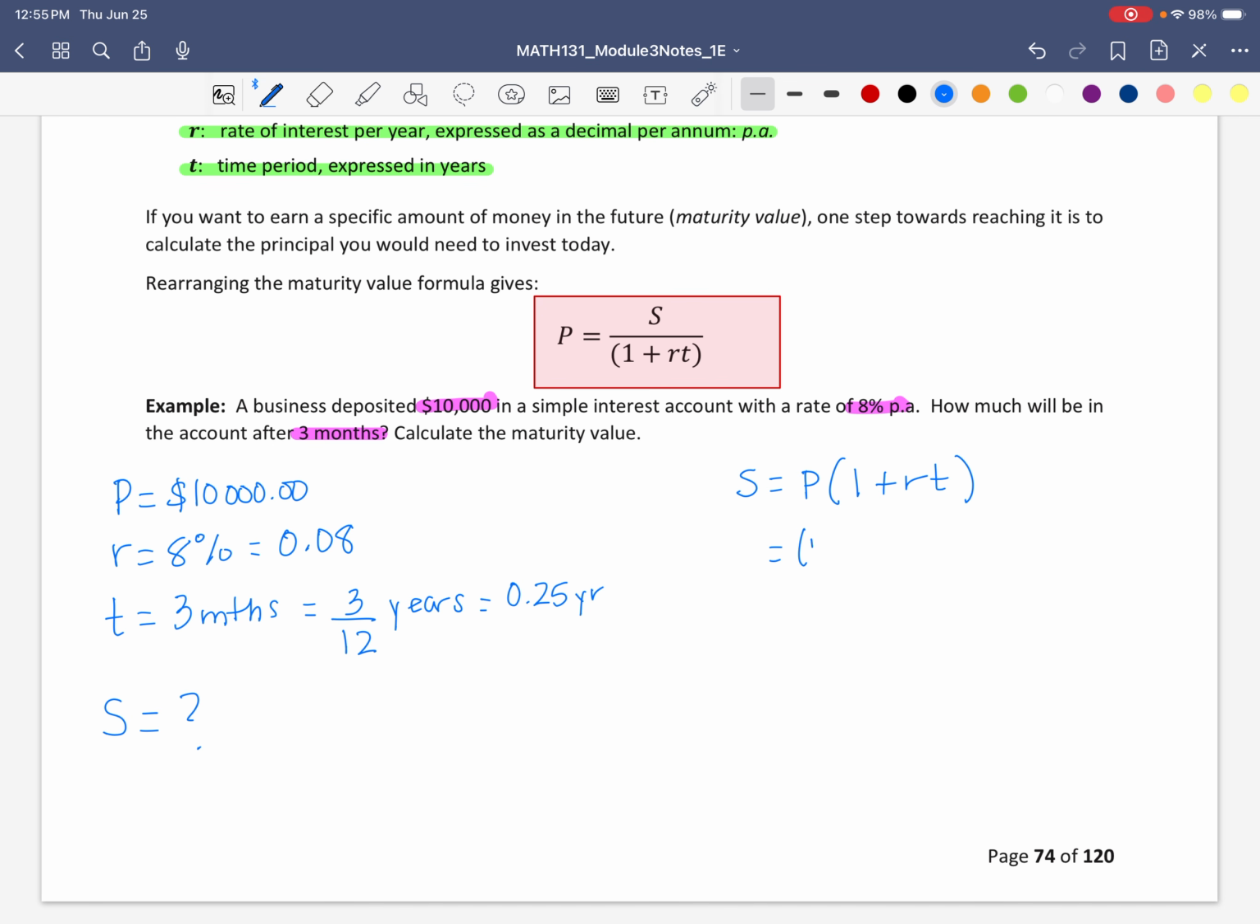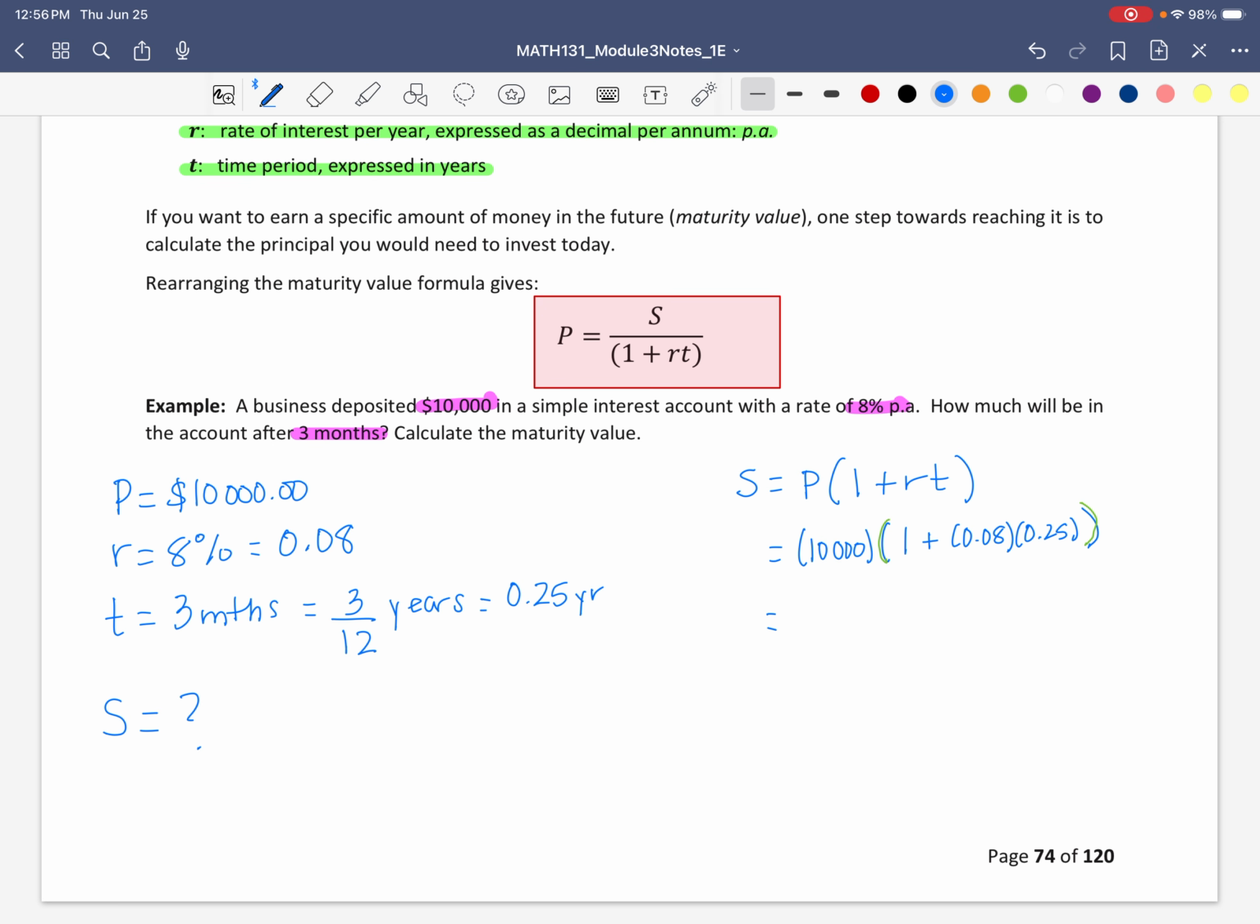So we have that our principal is 10,000. That 1 is just 1, nothing changes. We do have our rate, which is 0.08. And that's going to be times our time value, T, which is 0.25. Close that and notice how we have these nested brackets within those bigger brackets. So it's important that we include those in our calculator, so our calculator knows exactly what to do.